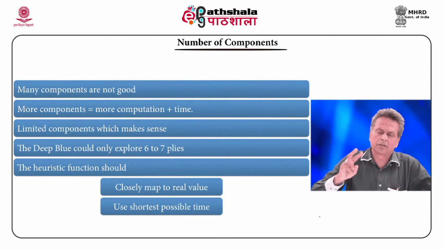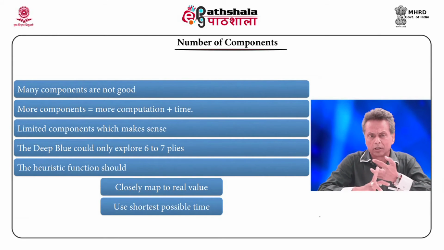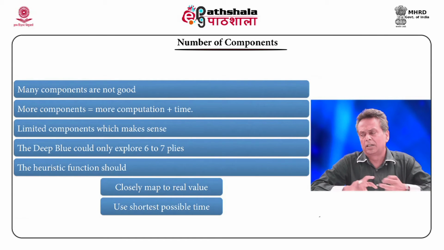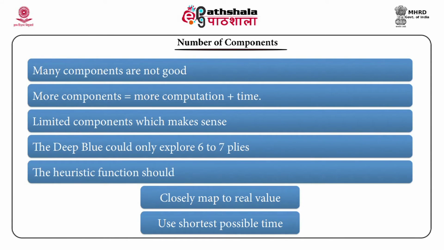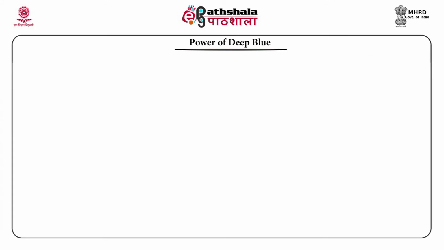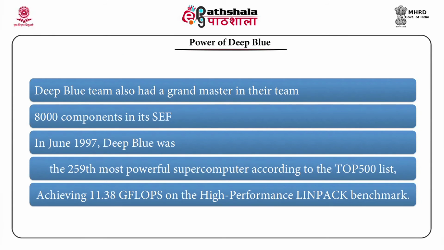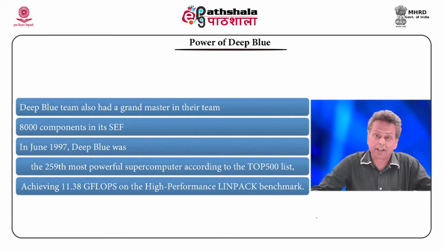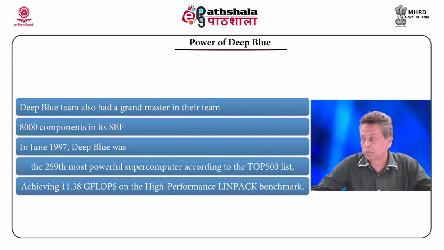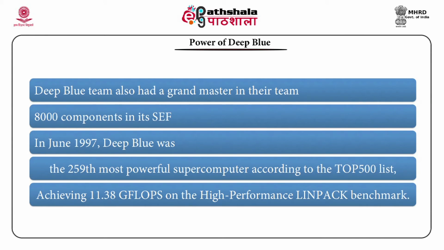So a heuristic function should have two important characteristics: it should closely match the real value, and it should be as fast as it can be. Some information about Deep Blue is provided. As I said, 8,000 components were there in that thing, and it was very powerful. It was the 259th fastest computer, and it had 11.38 Gbps speed, which was considered phenomenal in those days.